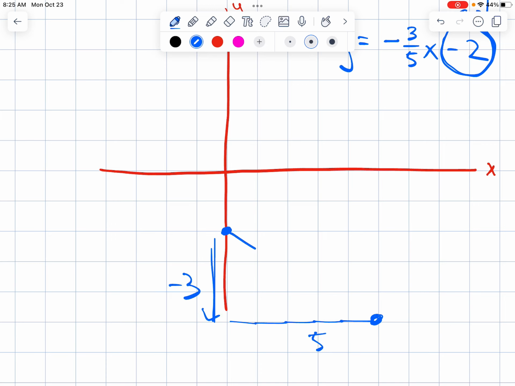And so now I connect those 2 dots, and that's it. There's your line. Okay, and you can extend this back this way. You can go 1, 2, 3, 4, 5, and draw that point. But you get the idea.